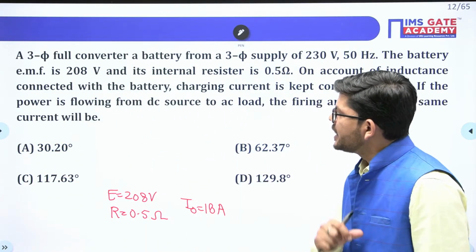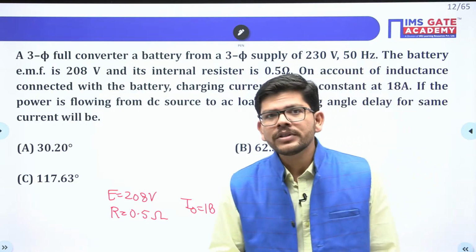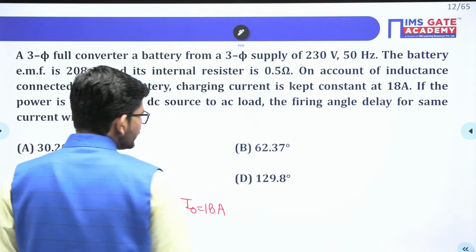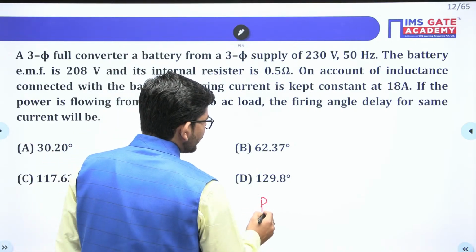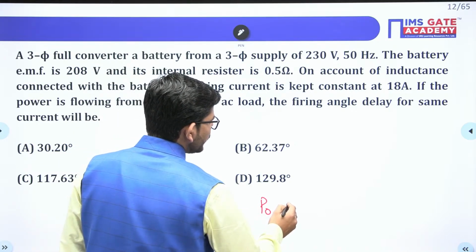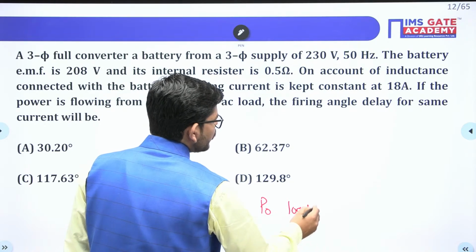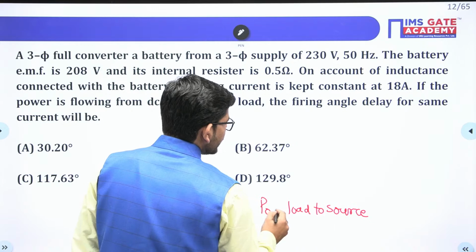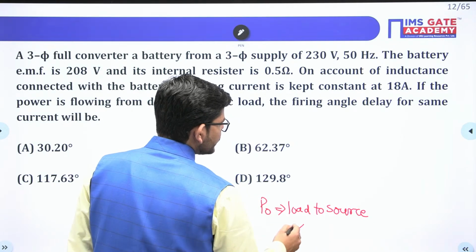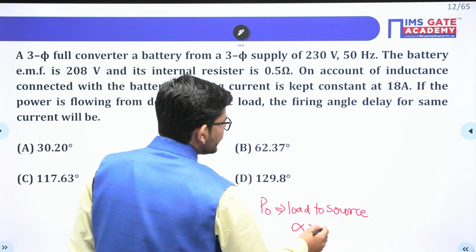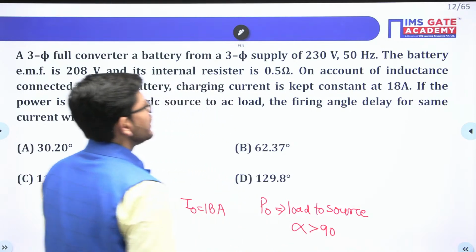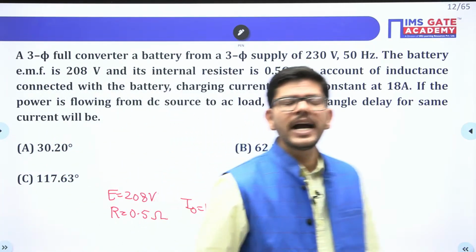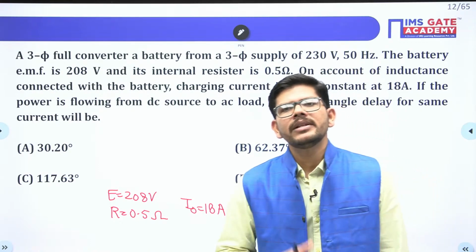If the power is flowing from DC source to the AC load, meaning the load is delivering power, so power is flowing from where to where? Power is flowing from load to source. When this is the case, alpha is greater than 90 degree. The firing angle delay for the same current will be, so you have to comment what will be the firing angle delay.